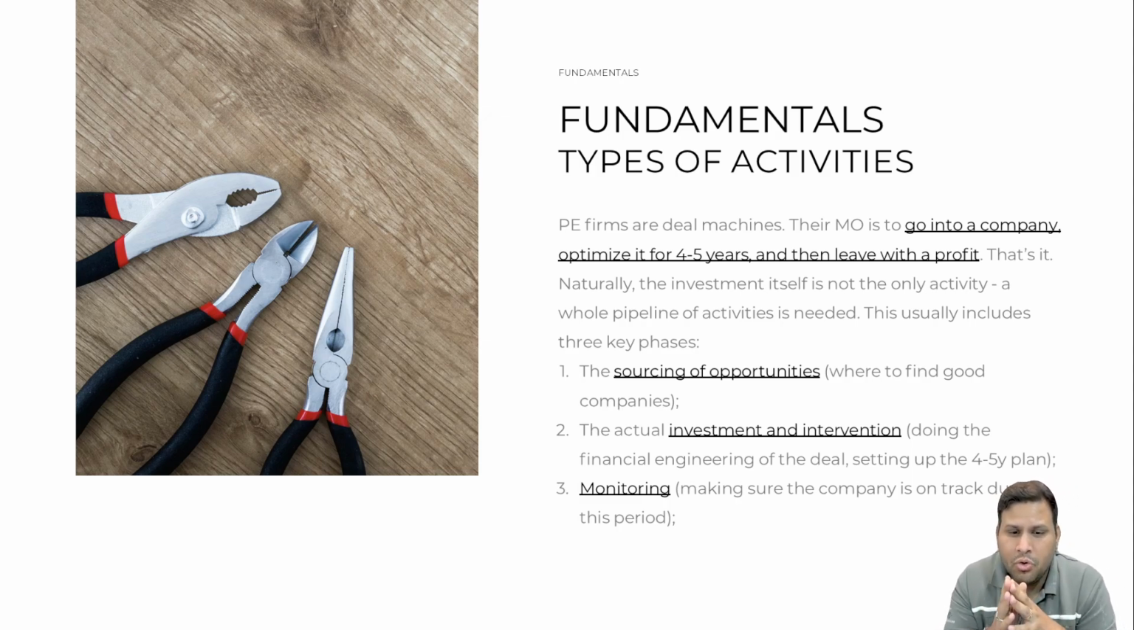Their MO is to go into a company, optimize it for the 4 to 5 years and then leave with the profit. So जो भी प्राइवेट इक्विटीज फंड्स होते हैं या प्राइवेट इक्विटीज में जो इन्वेस्टमेंट करते हैं, these people have the goal to optimize the company processes and streamline them, and thereafter make an exit with the profit. So this is their core motto. Okay, that's it. And it's a very natural process and it's a very logical thing, right?